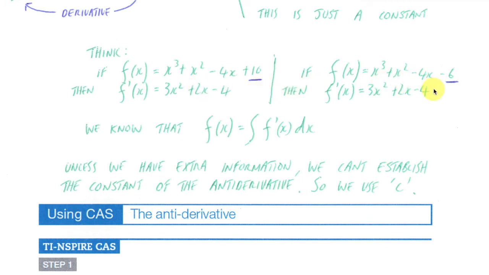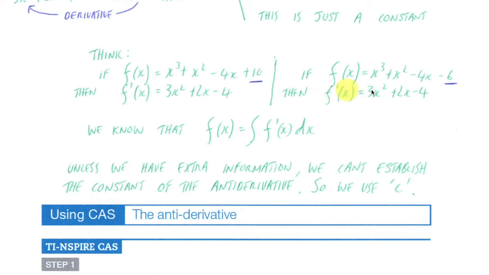We know that if we have f of x equaling the antiderivative of f prime of x with respect to x, then we're unable to work out the constant at the end. If I begin at this level, so 3x squared plus 2x minus 4, and work out the antiderivative of that, I've got no way of working out that I have a negative 6 on the end.